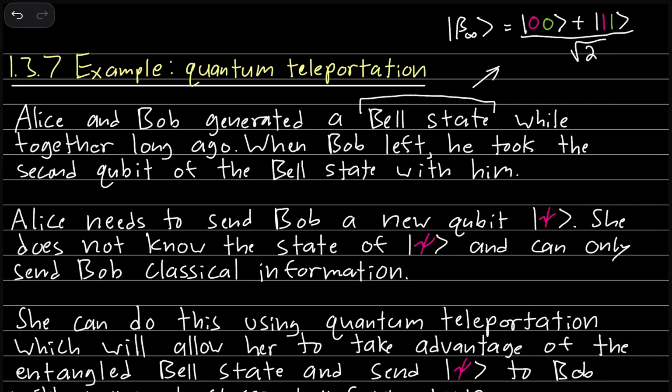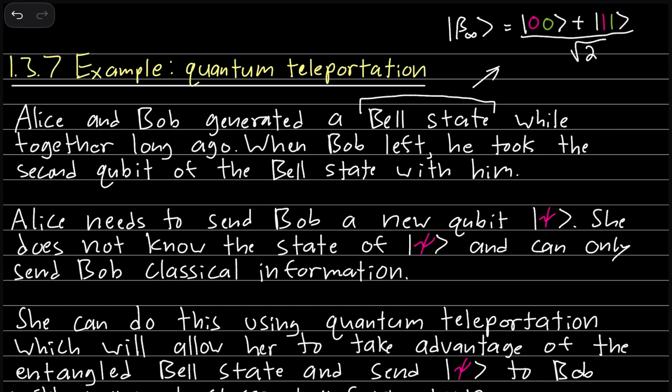Suppose Alice and Bob generated this Bell state here while they were together long ago. And when Bob left, he took the second qubit of the Bell state with him. So this green qubit here.